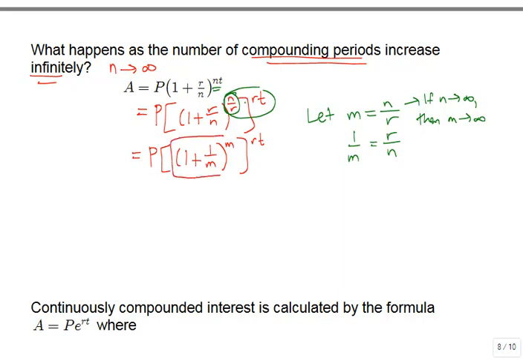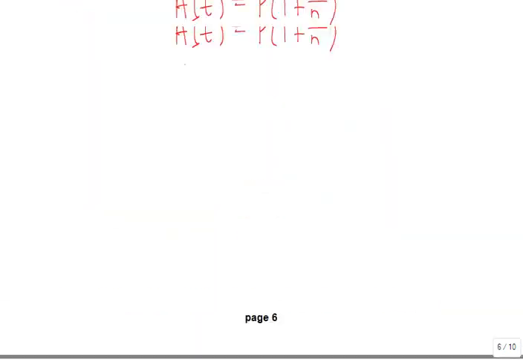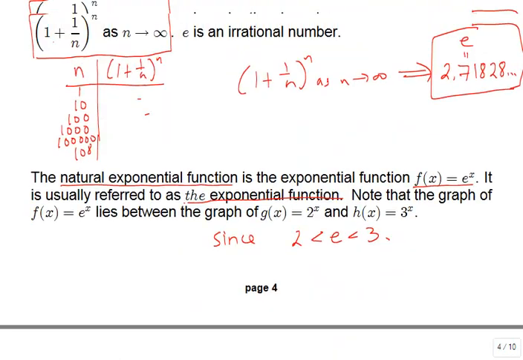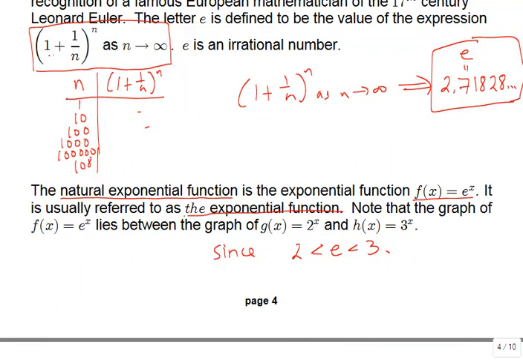Now look at this expression right here. Let me scroll back up several pages to something we talked about earlier. Anytime you have an expression of the form 1 plus 1 over your variable, raised to that variable, where that variable is going to infinity, that approaches e. So instead of using n's here, I'm using m's. 1 plus 1 over m raised to the m, as m goes to infinity, is going to turn into e.